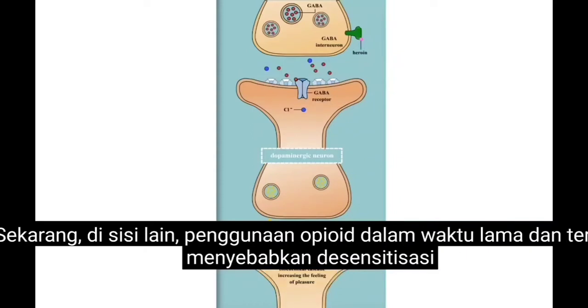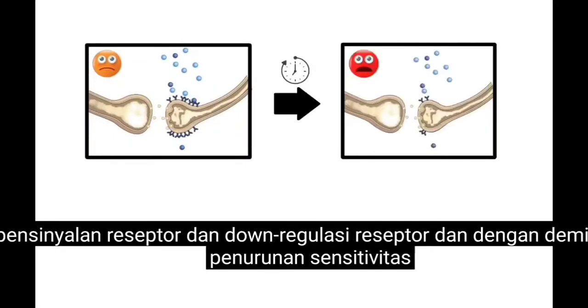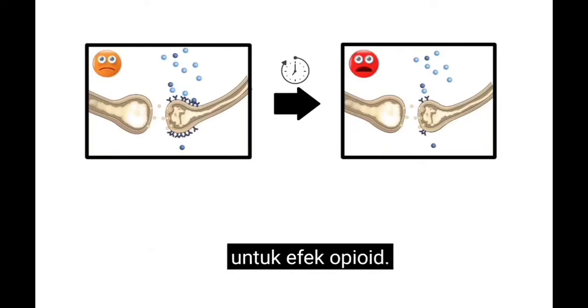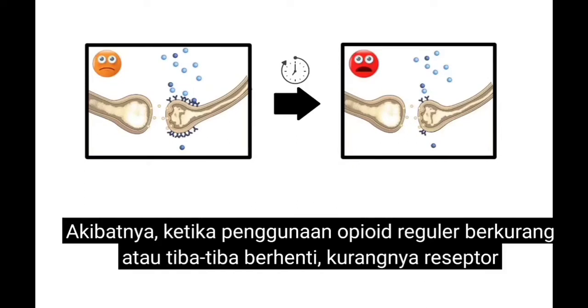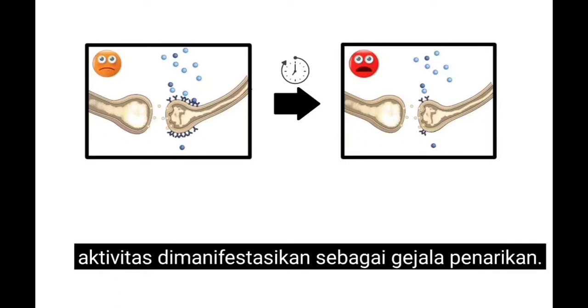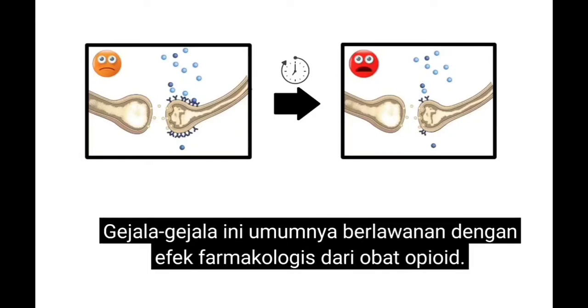Now, on the other hand, prolonged regular use of opioids leads to desensitization of receptor signaling and downregulation of the receptors and thus a decrease in sensitivity to the effects of opioids. As a result, when regular opioid use is reduced or suddenly stopped, the lack of receptor activity is manifested as withdrawal symptoms. These symptoms generally are opposite to the pharmacological effects of the opioid drugs.